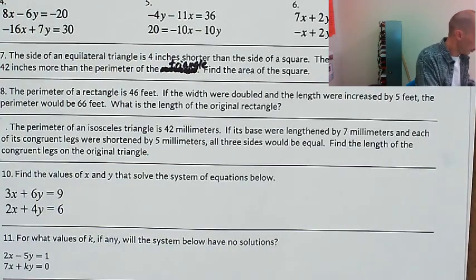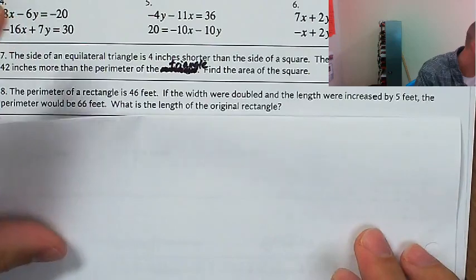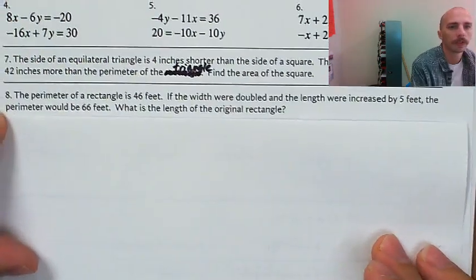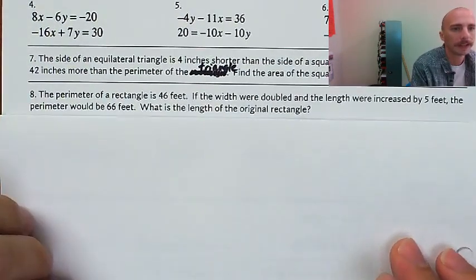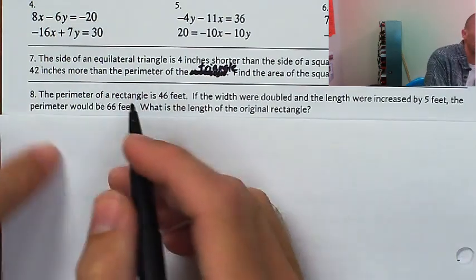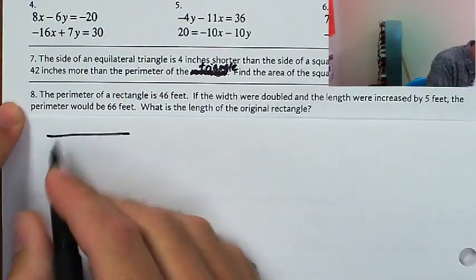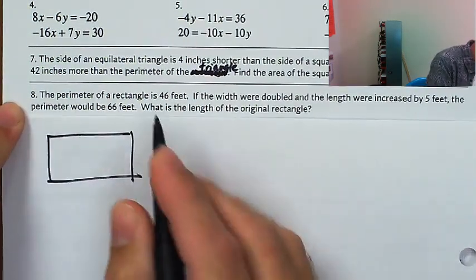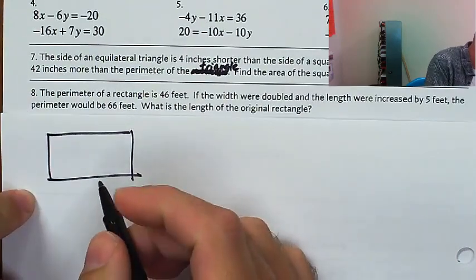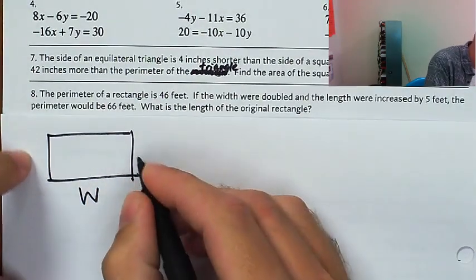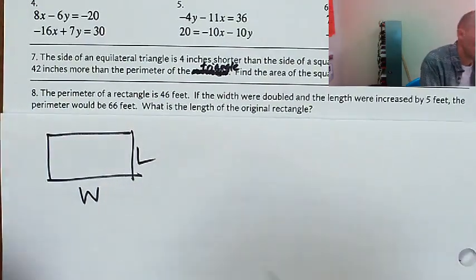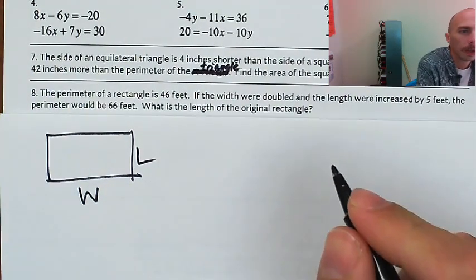Okay. Here we've got another kind of geometry problem. The perimeter of a rectangle is 46 feet. If the width were doubled and the length were increased by 5 feet, perimeter would be 66. And we want to know what is the length of the original rectangle. Okay? So I'm going to just draw this. You know what? I'm just going to use W and L for width and length.